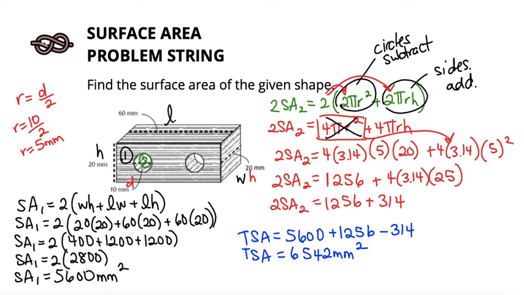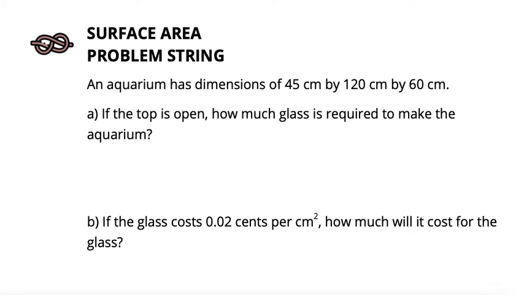One last example. An aquarium has dimensions of 45 centimeters by 120 centimeters by 60 centimeters. So let's start by drawing what that looks like. So an aquarium, we're going to assume, looks like a rectangular prism. Okay. So my 120 centimeters will be my long side there. My 45 centimeters, usually when it gives you measurements, it's length times width times height. So it's what would it look like if we were thinking about volume.